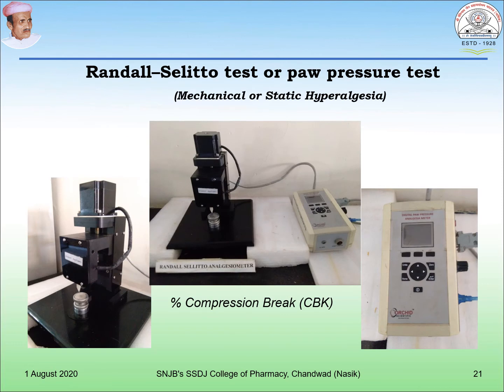Then another method is the Randall-Selitto test, also called the paw pressure test. This is the instrument called Randall-Selitto. It is provided with a plunger and a sensor. You can keep the paw of the animal here, and with the help of a pad you can apply the pressure of the plunger on the paw. The time at which the animal feels pain, it will try to remove its leg, or it gets disturbed. At that time you stop applying the pressure, and you can measure the percent compression break digitally in this instrument.